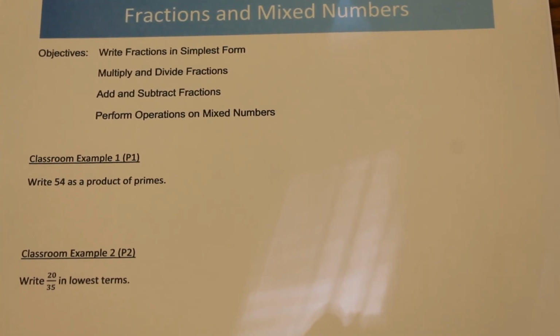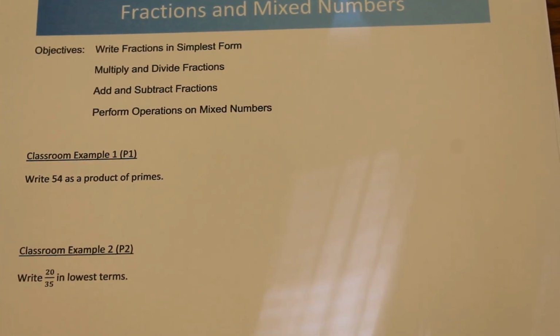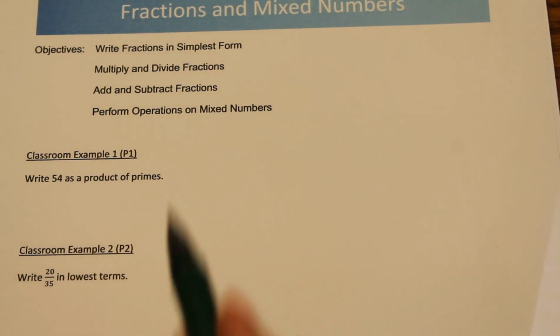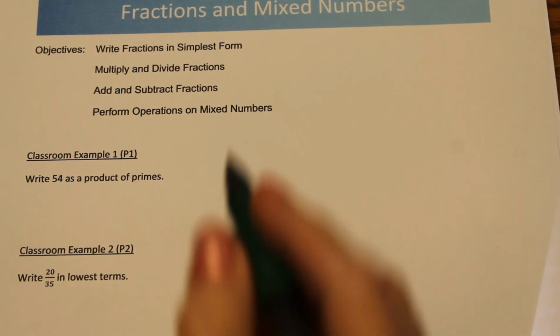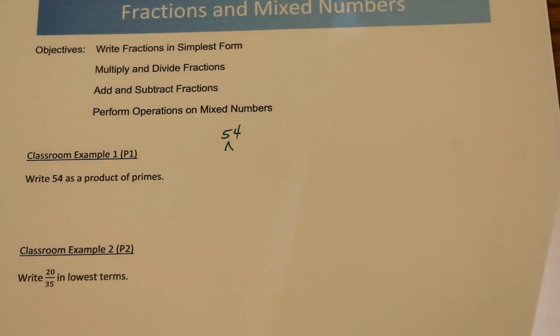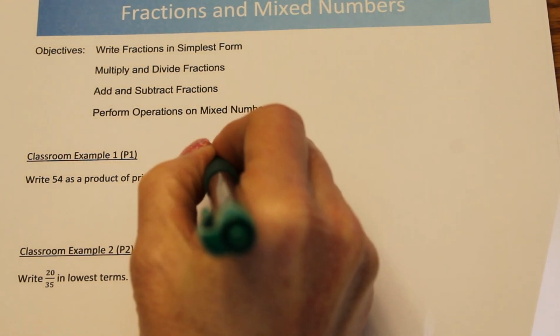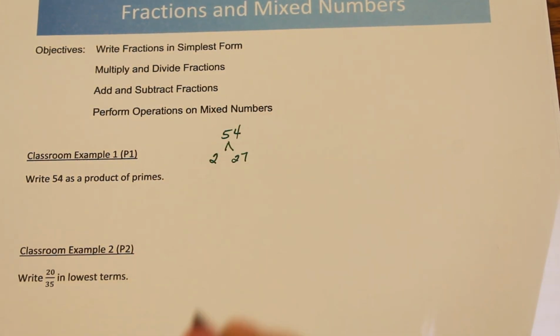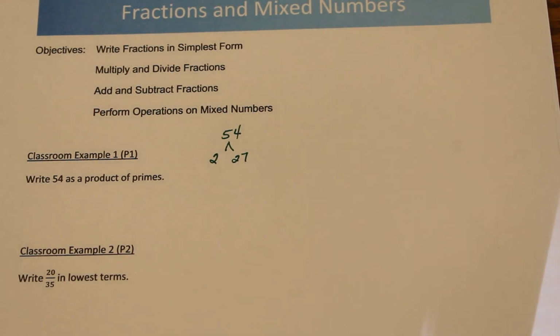All right, so in order to write a fraction in reduced form, we have to understand the concept of product, which means multiplication, of prime numbers. A prime number is a number whose only two factors are 1 and itself. So if we want to write the prime factors of 54, pick any two numbers multiplied together that would give you 54. So we could say 2 times 27. We could have picked 3 times something, but we're going to pick 2 times 27.